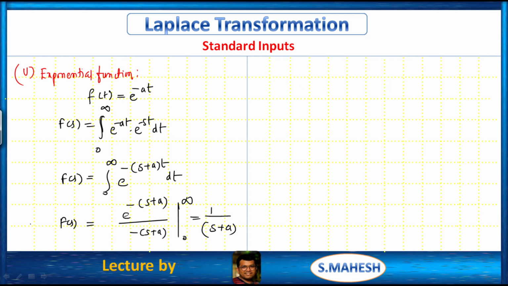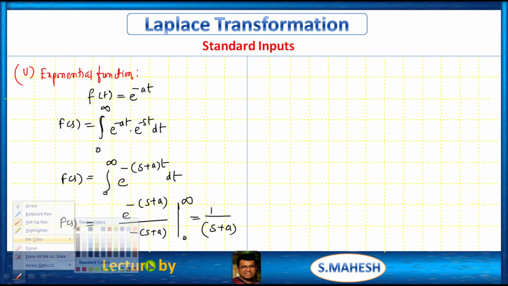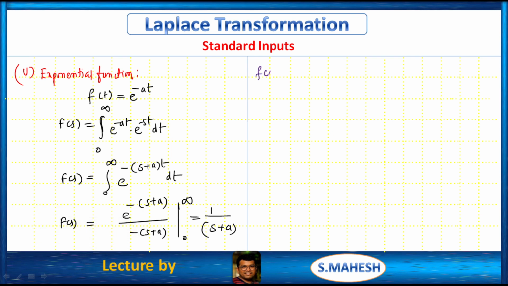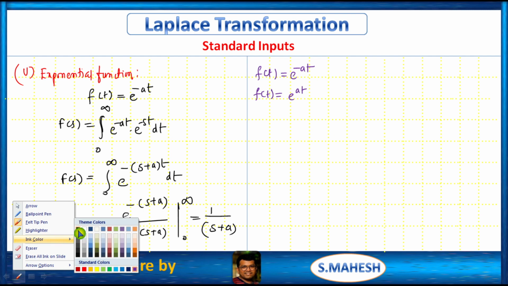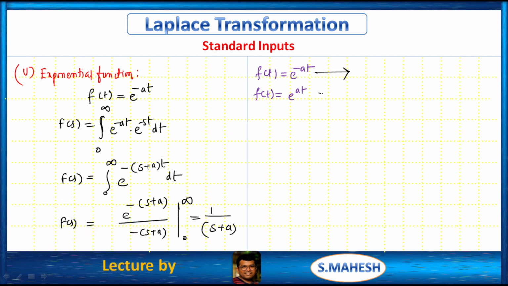That is, f of t is what? e power minus at. Like that, f of t which is equals to e power at. For this F of s is what? For e power minus at, F of s is 1 by s plus a. For e power at, F of s is what? 1 by s minus a. These are the very important observations. So exponential function is completed.